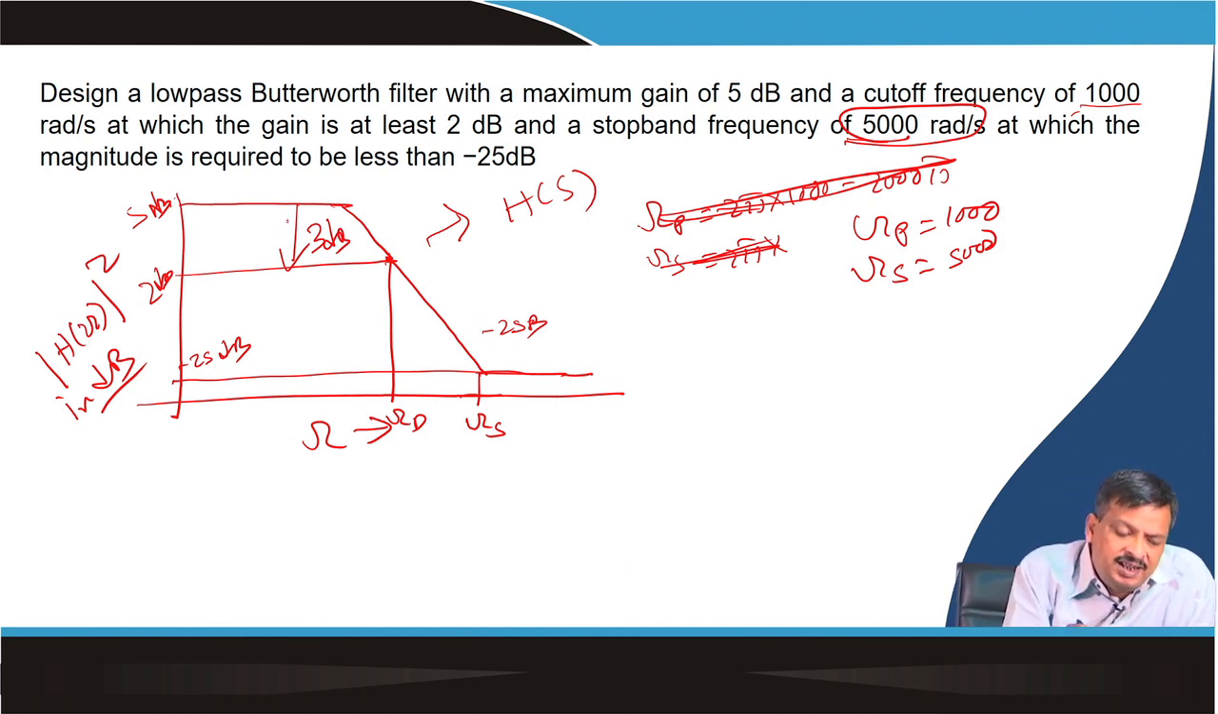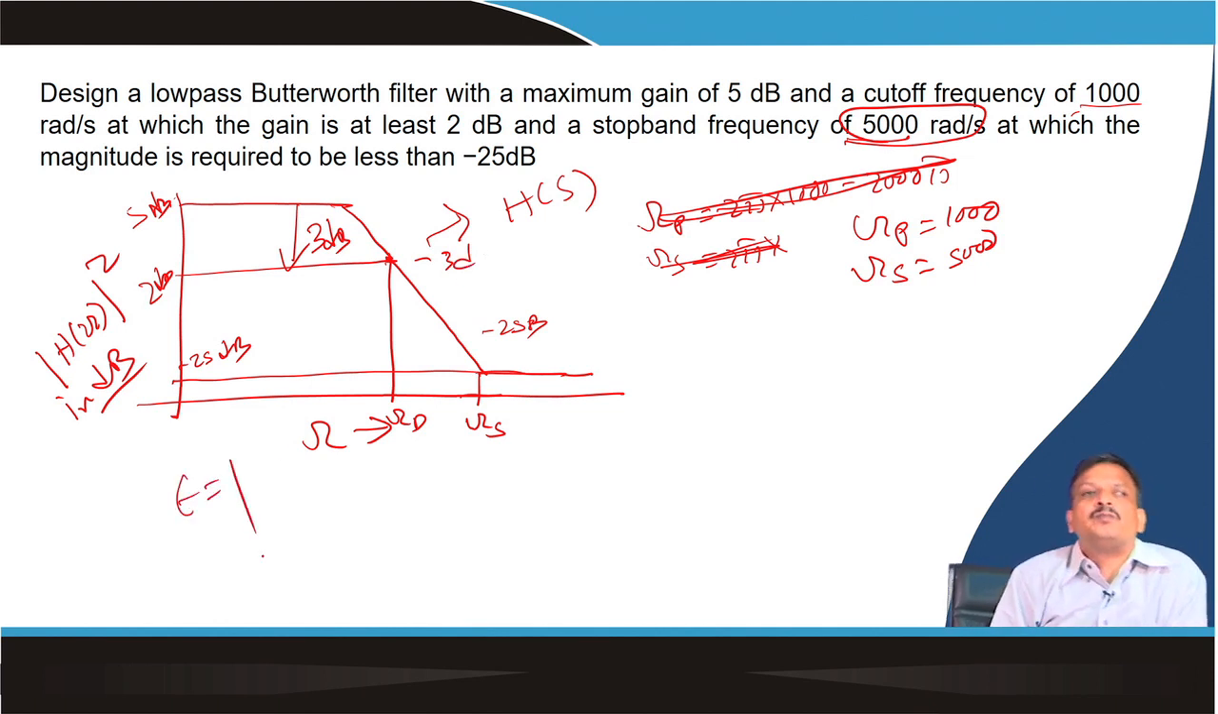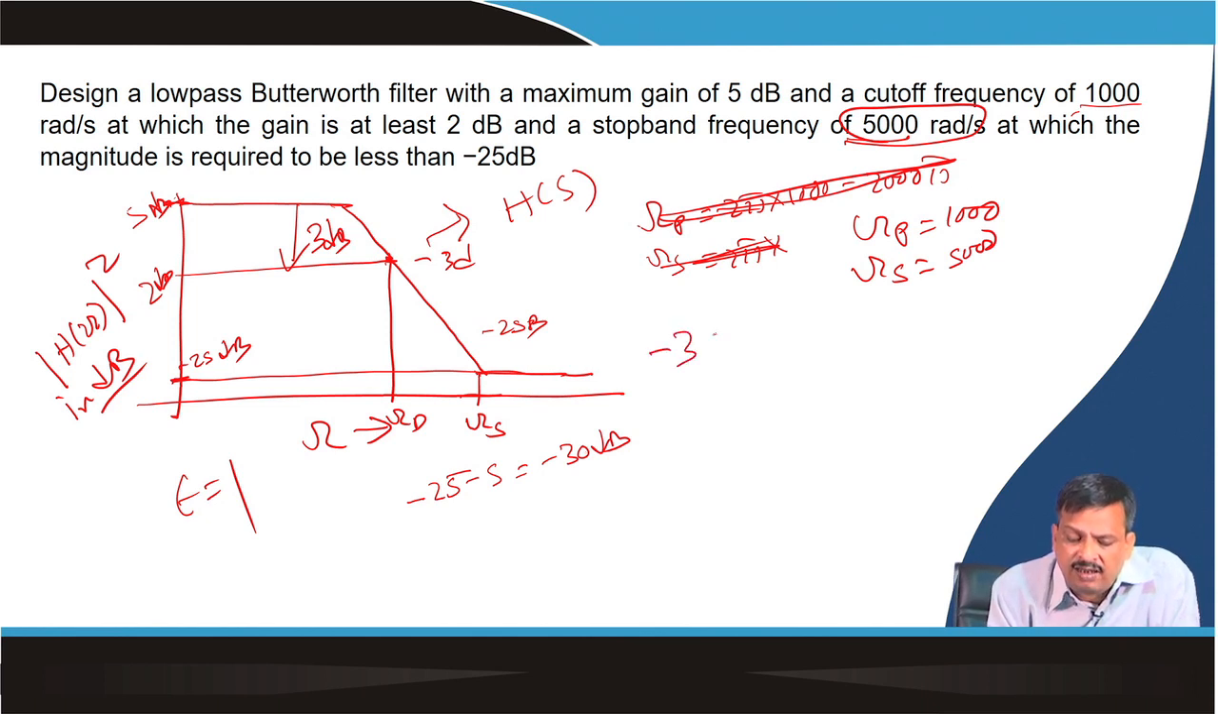Now, if you see, since it is minus 3 dB down, I can say epsilon is equal to 1. Okay. Now, how much is the total dB down? Here it is 5 dB, it has come to minus 25 dB. So, total attenuation is minus 25 and also this 5, so minus 5 minus 25 is equal to minus 30 dB is the total attenuation. So, I can say minus 30 is equal to 20 log delta 2. So, delta 2 is equal to 10 to the power minus 3 by 2.